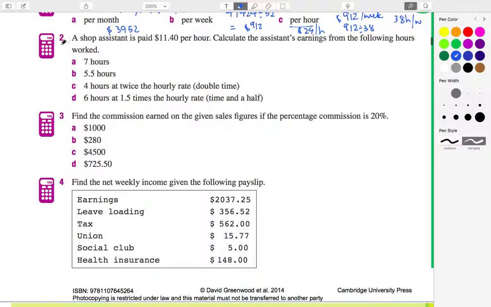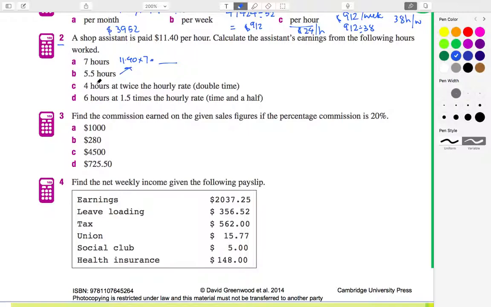Looking at question 2, a shop assistant is paid $11.40 per hour. Calculate the assistant's earnings from the following hours worked. If they work 7 hours, that's pretty straightforward. We just multiply by 7 and you get your answer. 5.5 hours is exactly the same thing. We're just multiplying 11.4 times 5.5.